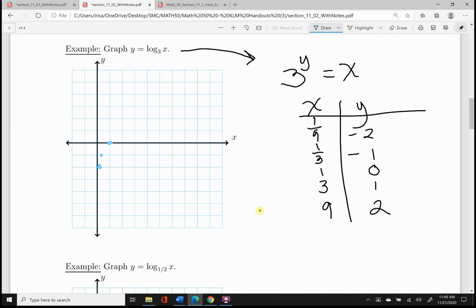Right there, 1, 2, 3, and then up by 1. And then we'll go out to 9 and go up by 2. So 1, 2, 3, 4, 5, 6, 7, 8, 9, and then up by 2. Cool.